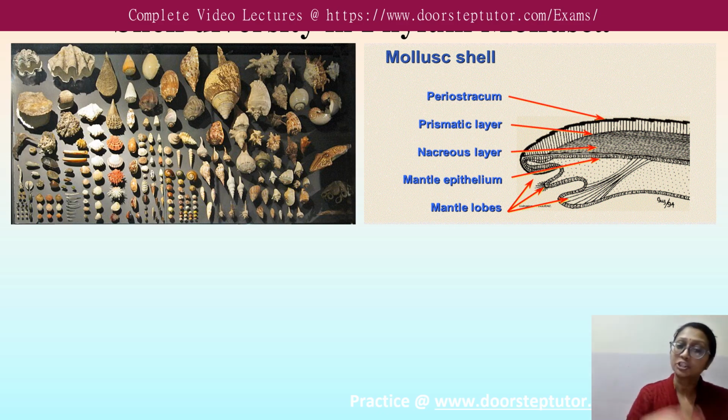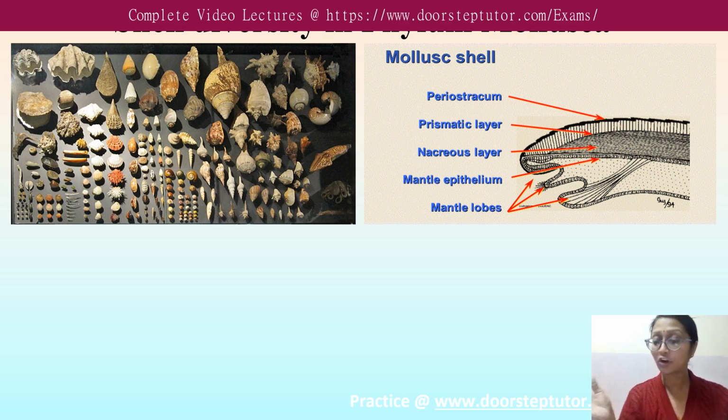In this way, the shell can be either external or internal, as in the class Cephalopoda. The basic structure of the shell is that the shell is secreted from the mantle, which we have already discussed. The mantle secretes the different kinds of shell layers. There are 3 layers in the shell basically.